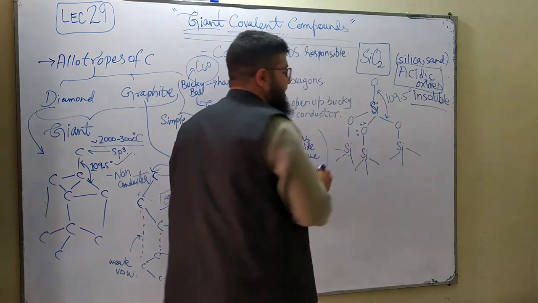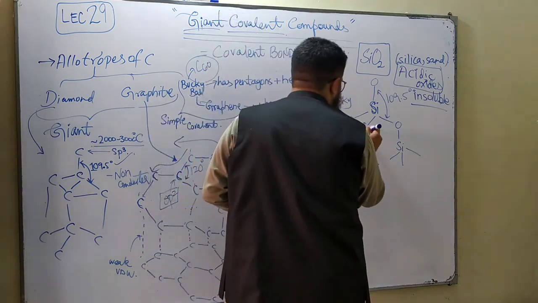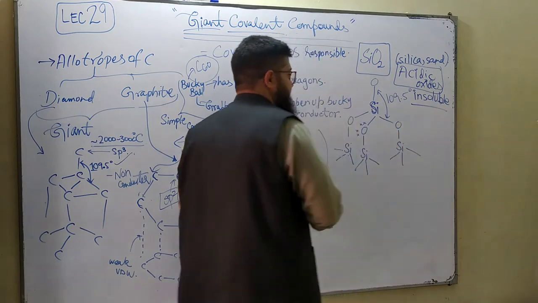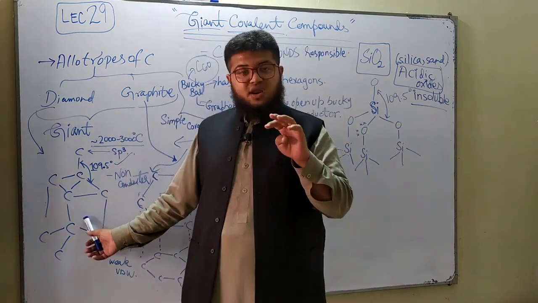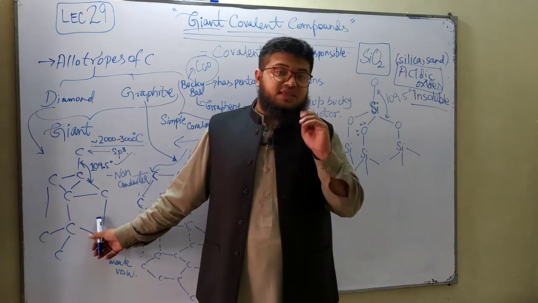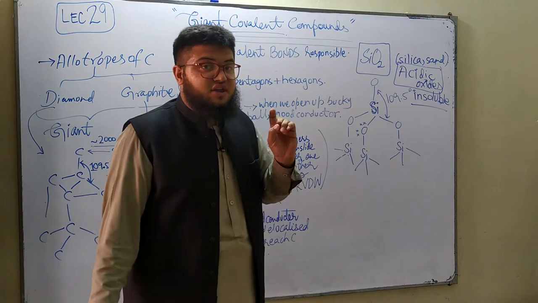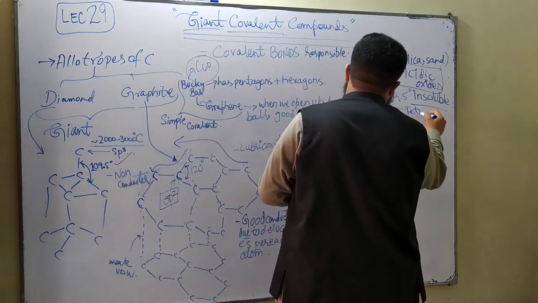Now in SiO2 each silicon atom is bonded to 4 oxygen atoms, and each oxygen atom in turn is bonded to 2 silicon atoms, okay? Oxygen is bonded to 2 silicon atoms and silicon is bonded to 4 oxygen atoms. Now, bonded to 4 oxygen atoms, that means it's similar to carbon, right? Carbon means it is a tetrahedral structure. So, silicon atom contains a tetrahedral structure.